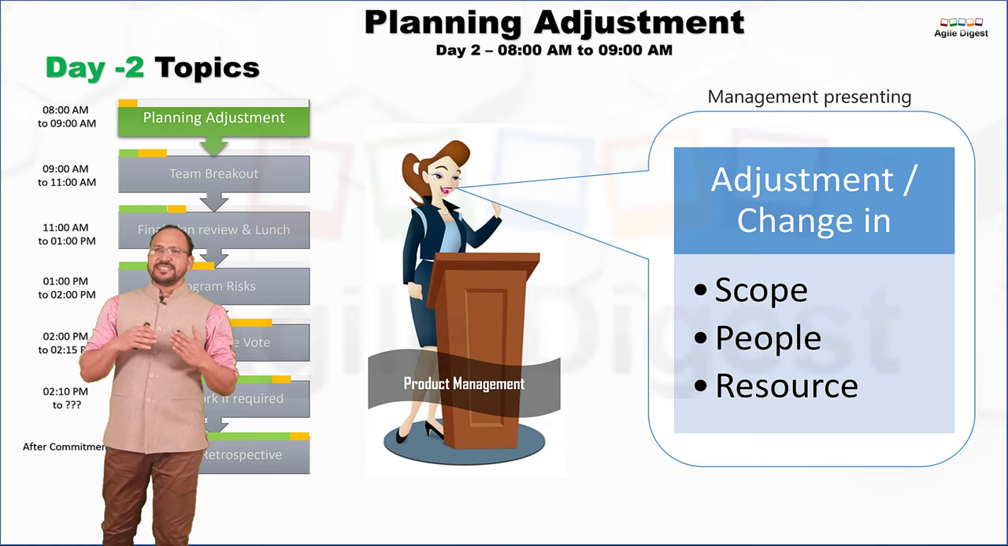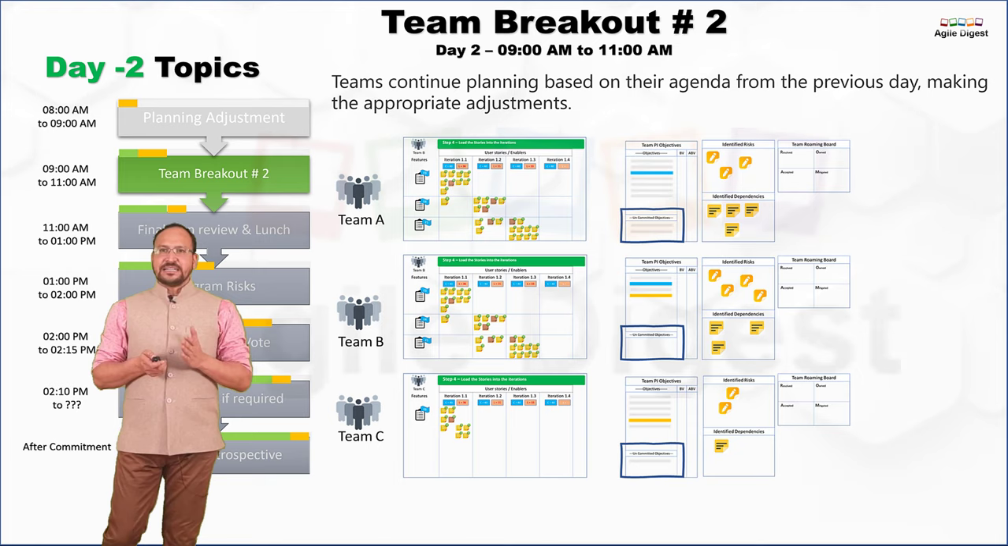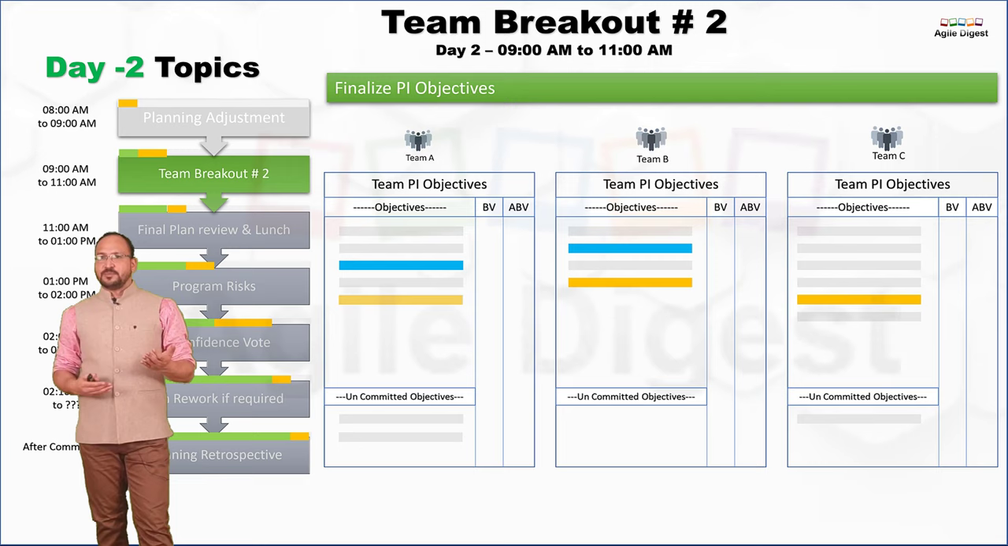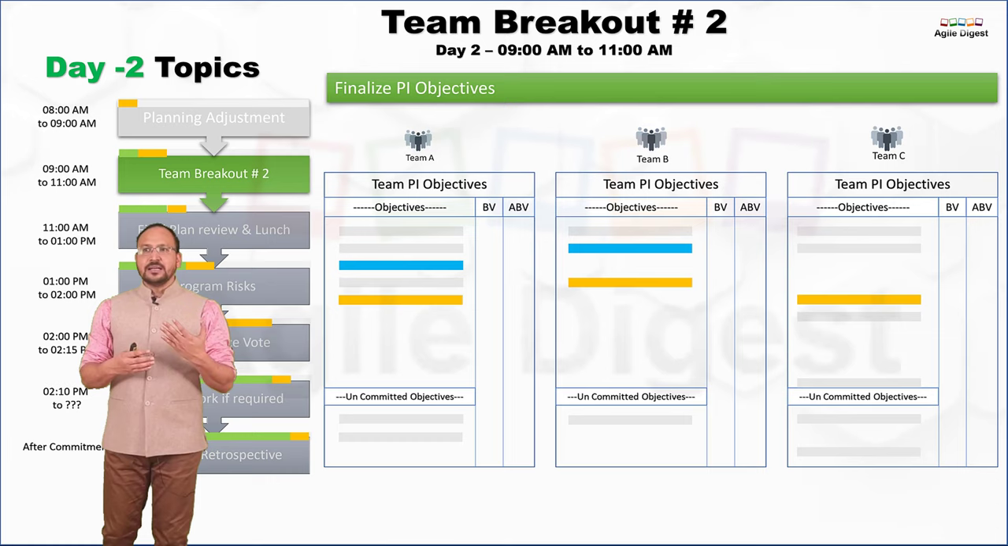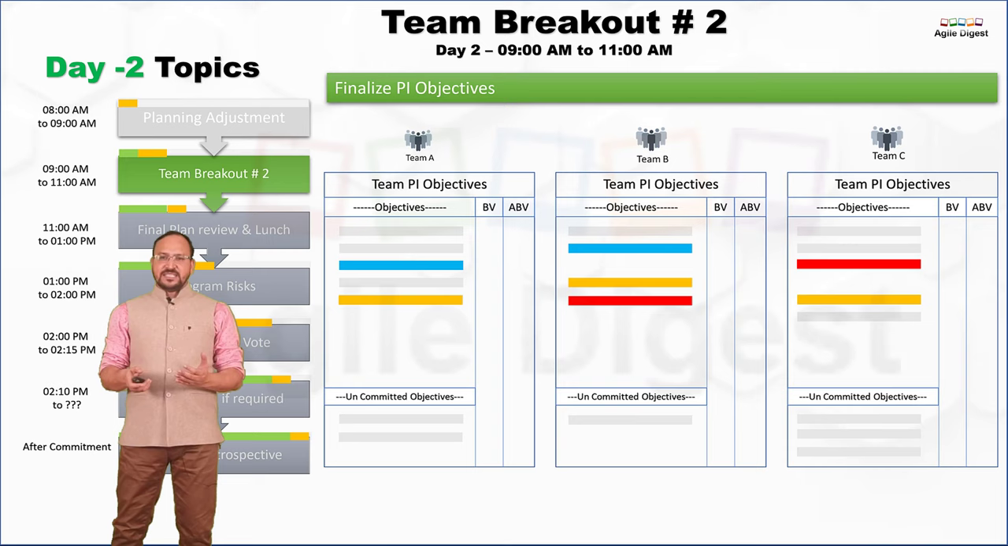Once this adjustment is announced, each team will go for another round of breakout for day two. It's team breakout two, where they will start working on making the adjustment. So the team continues planning based on the agenda from the previous day and makes the appropriate adjustments. Once the adjustment is done, they may change the PI objectives because they have changes in scope, features, and resources, and the objectives will also be required to change. They may move a few objectives to uncommitted, they will add new objectives, and each team will have those kinds of changes on the objectives.